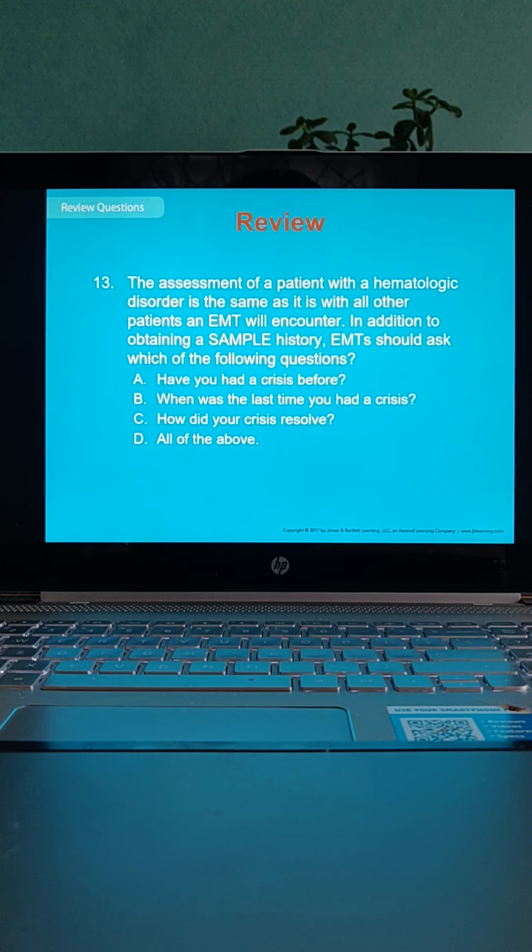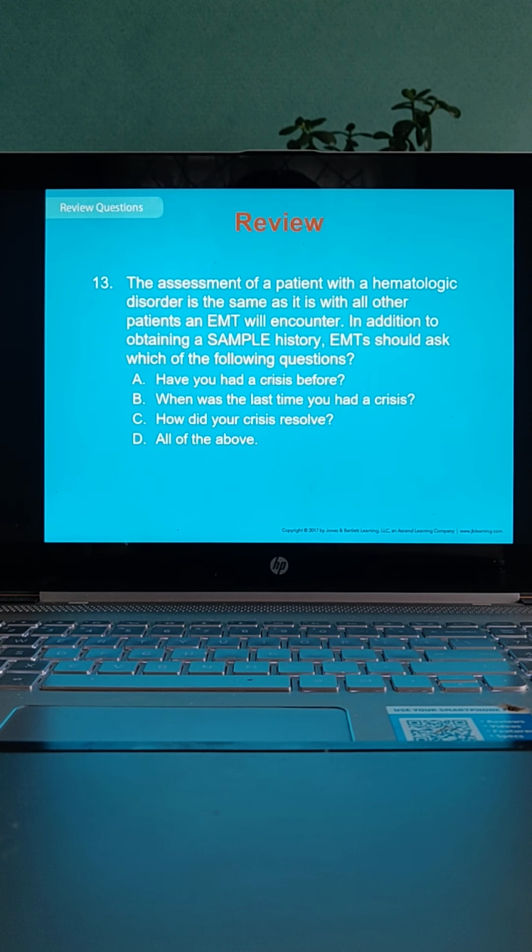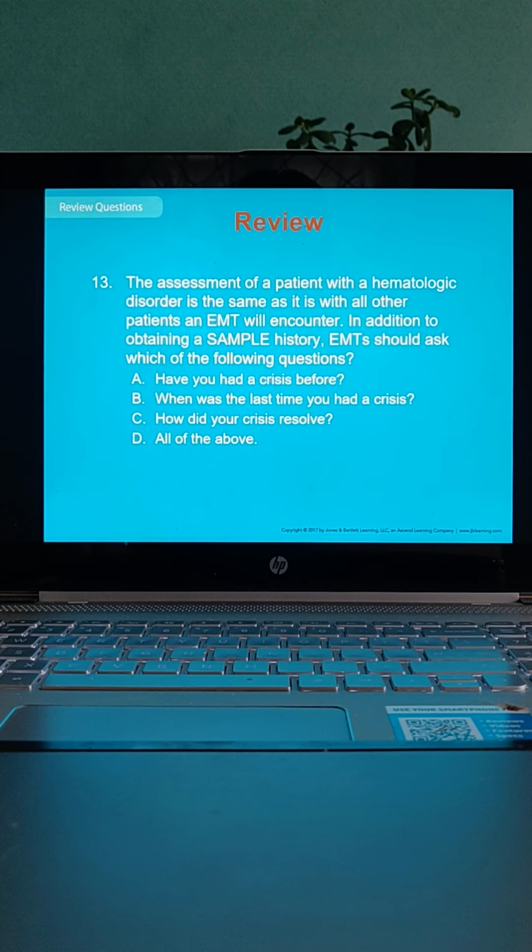Question number 13. The assessment of a patient with a hematologic disorder is the same as it is with all other patients an EMT will encounter. In addition to obtaining a SAMPLE history, the EMT should ask which of the following questions. A. Have you had a crisis before? B. When was the last time you had a crisis? C. How did your crisis resolve? Or D. All of the above? I would say it's D.